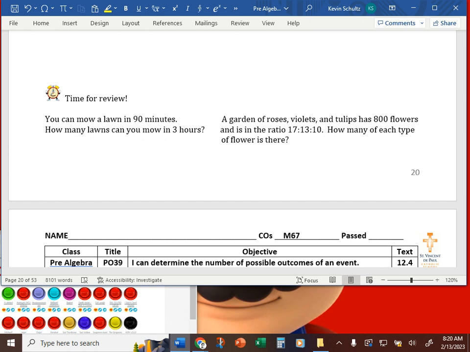Remember, the difference is, for a direct proportion, as one value goes up, so does another, or as one value goes down, so does another. In inverse proportion, as one value goes up, another one goes down. Right? So what's happening here? You can mow a lawn in 90 minutes. How many lawns can you mow in 3 hours? Are two things going up, or is one going up and one going down? Is it direct or inverse?